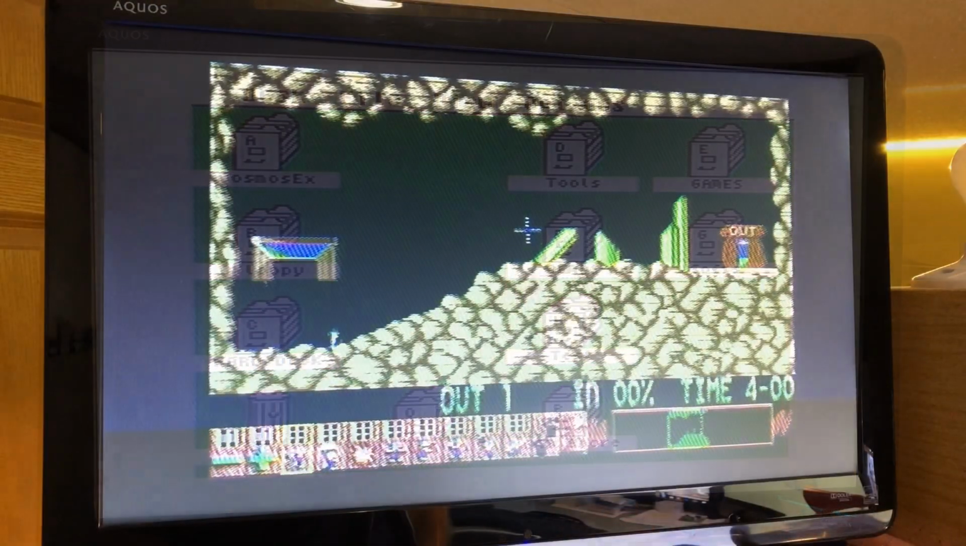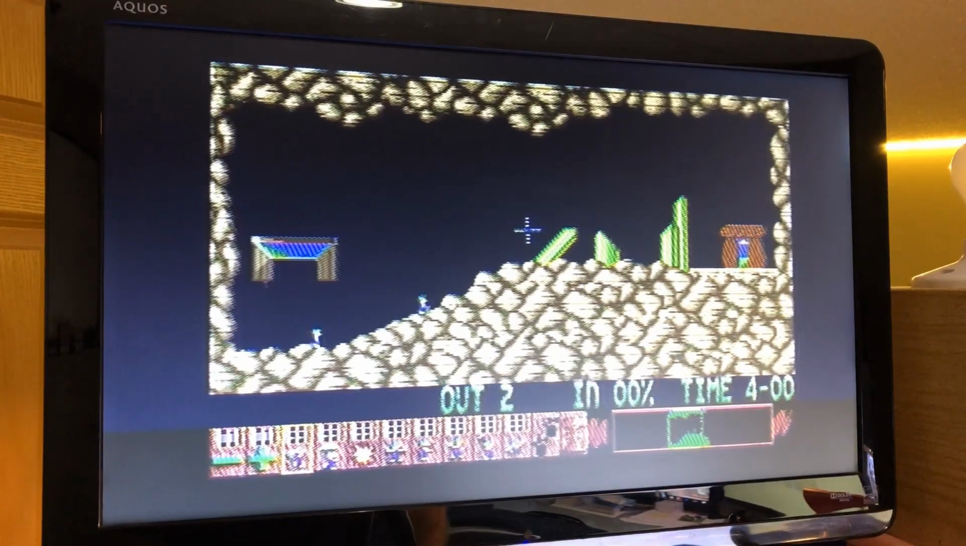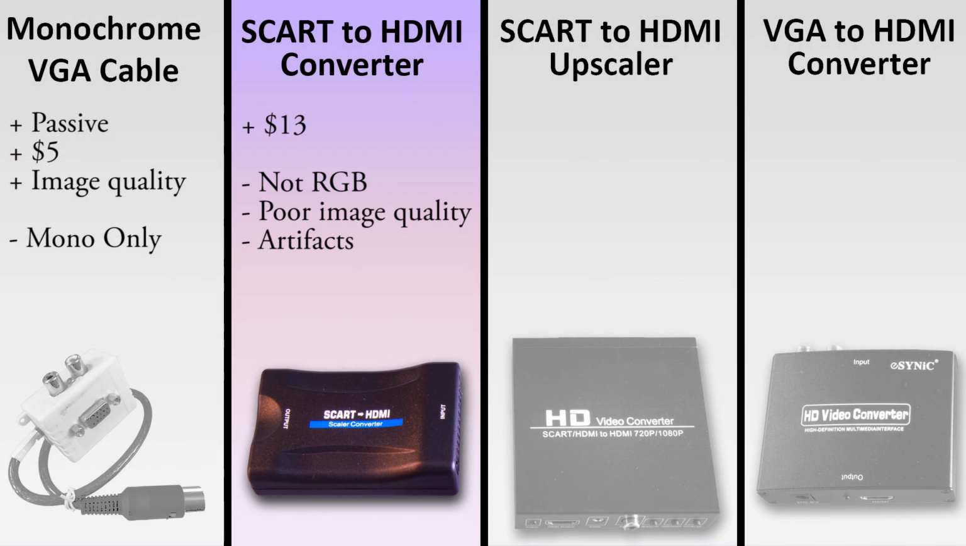Even worse, on my 520 ST, the output was only black and white for some reason with vertical artifacts. I would definitely stay away from this piece of junk for the Atari ST, but it might be useful for older generation consoles that only had composite outputs.